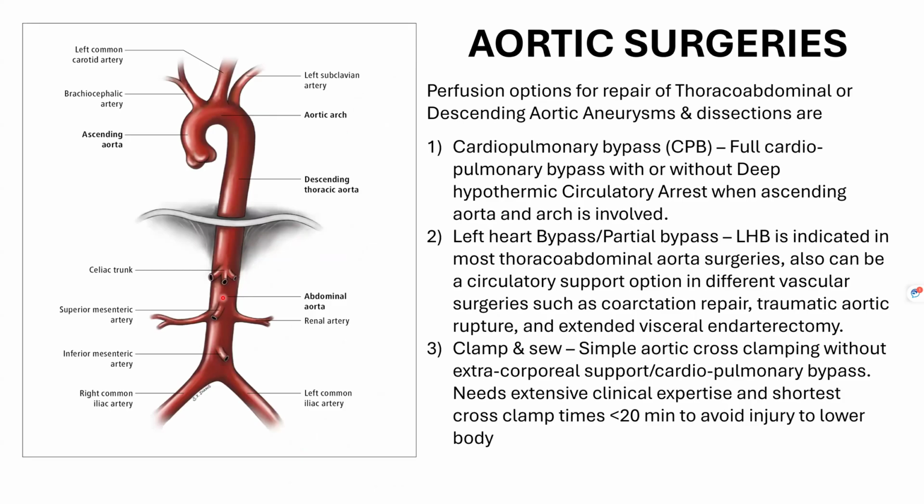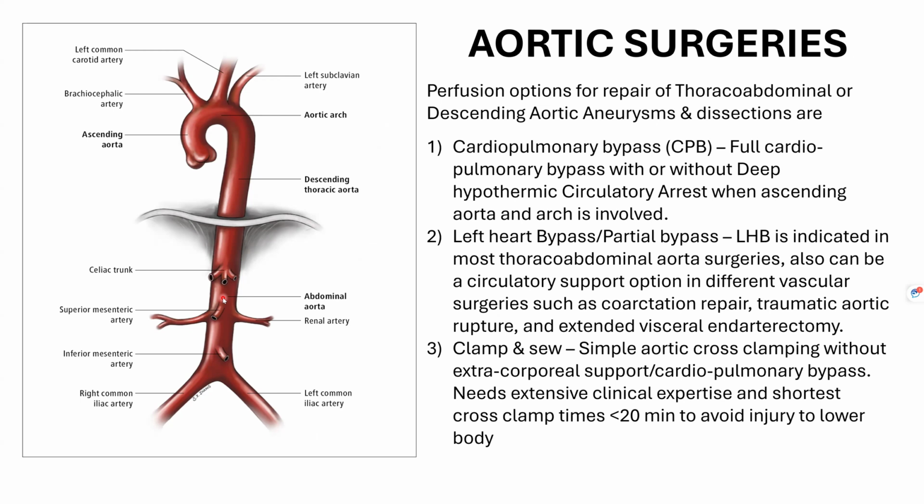So now when we talk about aortic surgeries, there are 3 ways that surgeons can fix the aneurysm or dissection. First is always the cardiopulmonary bypass. They go on cardiopulmonary bypass, and if they don't need to completely do the circulatory arrest, they can just clamp, do their repairs, and come off. Or they can completely go into deep hypothermic circulatory arrest, do their repair, rewarm the patient, and come off bypass. So that's one way.